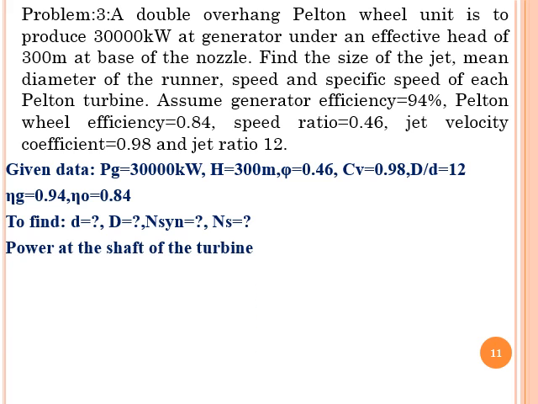Now power at the shaft of the turbine is calculated by using the expressions. The total power developed is equals to power developed by the generator to the efficiency. So actually here double overhang Pelton wheel turbine means the arrangement is like that. So there are two turbines now.